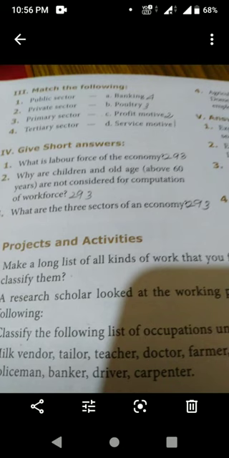Third question, what are the 3 sectors of an economy? This is page number 293 under the heading Employment Structure in India, second para. The economy is classified into 3 sectors: primary or agriculture sector, secondary or industrial sector, and tertiary or service sector.